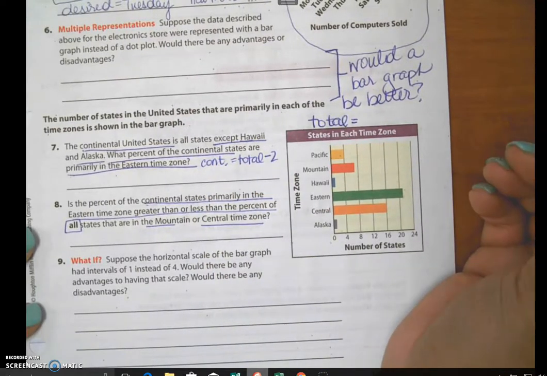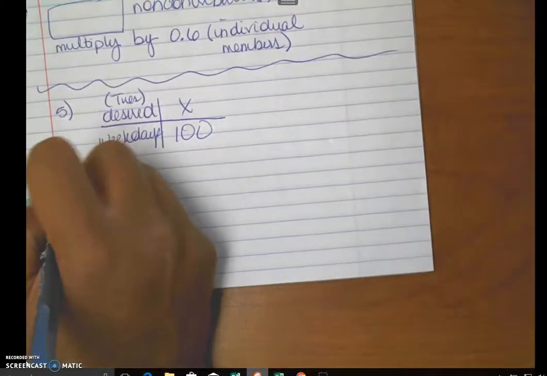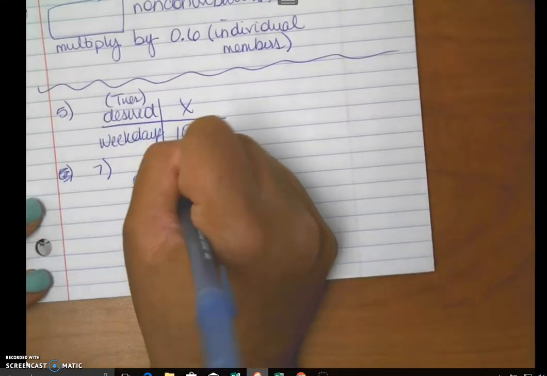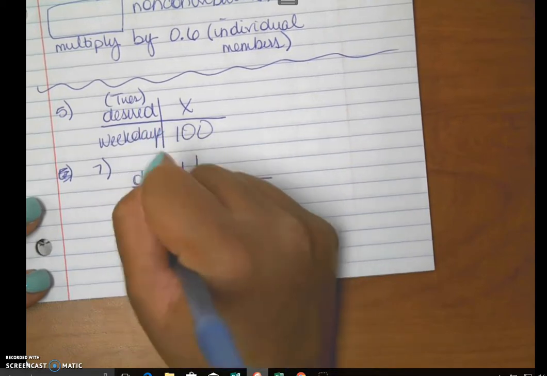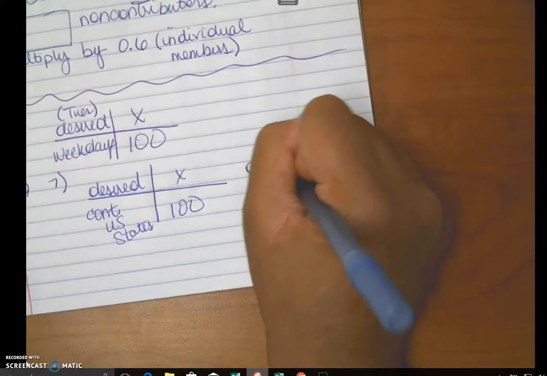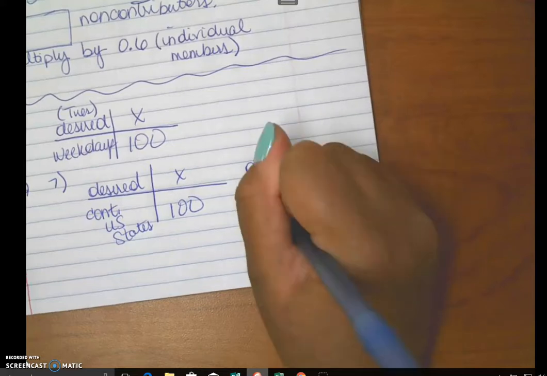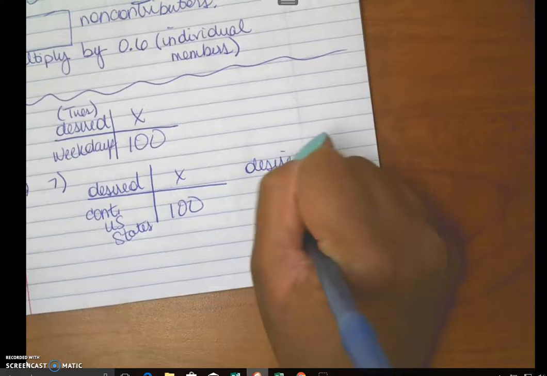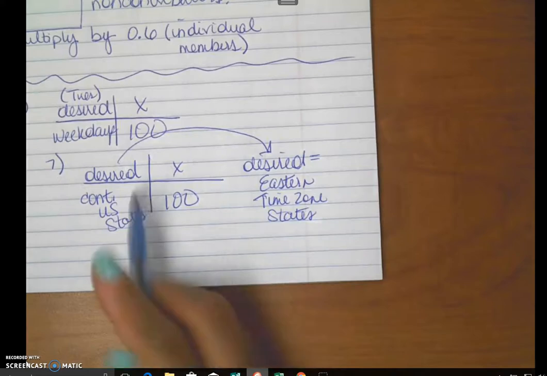So I need to make a proportion box for number 7. See, that says number 6. 7. So the desired part over the continental U.S. and X over 100. The desired part equals the Eastern time zone states. That's what they're asking for. Okay? Bam. Cross multiply and then divide.